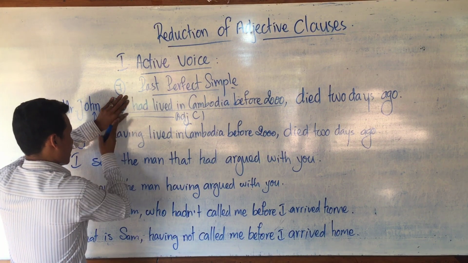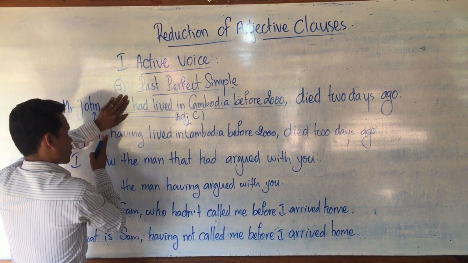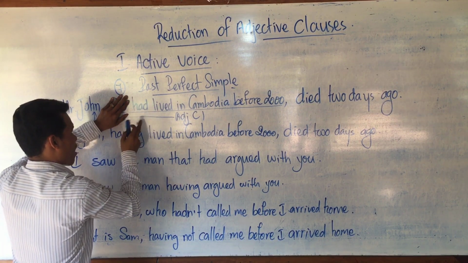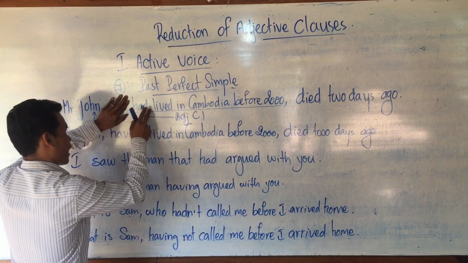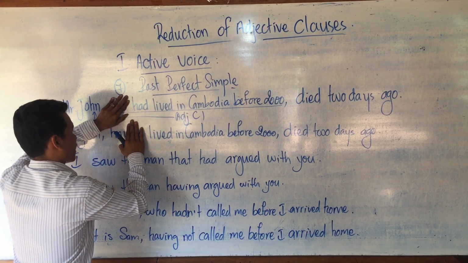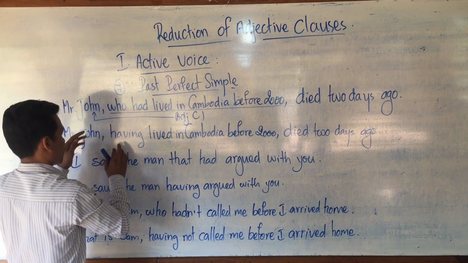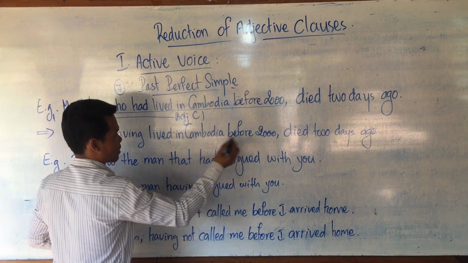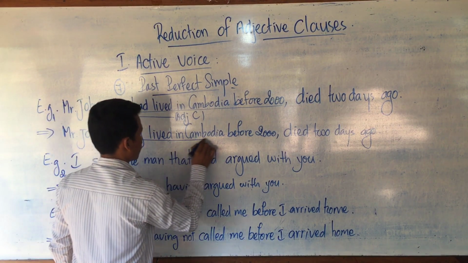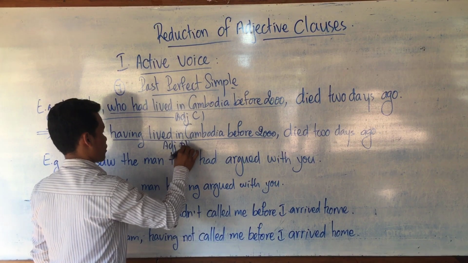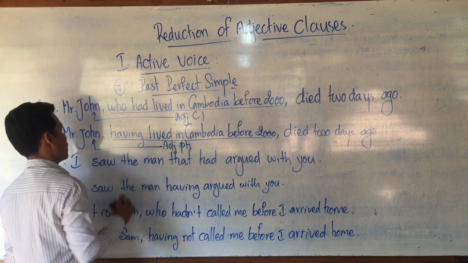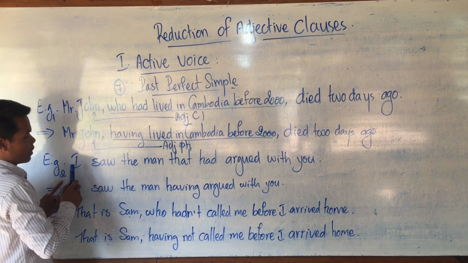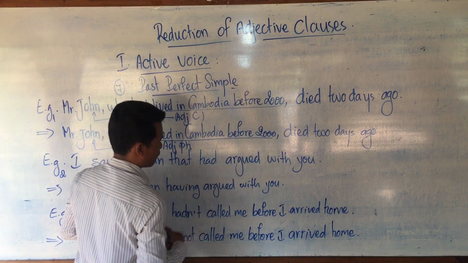So after deleting who as a relative pronoun, you cannot leave had like this. Had is part of have. First you have to change had to have. After that you add ing to have. That's why we can write: Mr. John, having lived in Cambodia before 2000, died 2 days ago. So having to 2000 is an adjective phrase or participial phrase modifying the proper noun Mr. John.